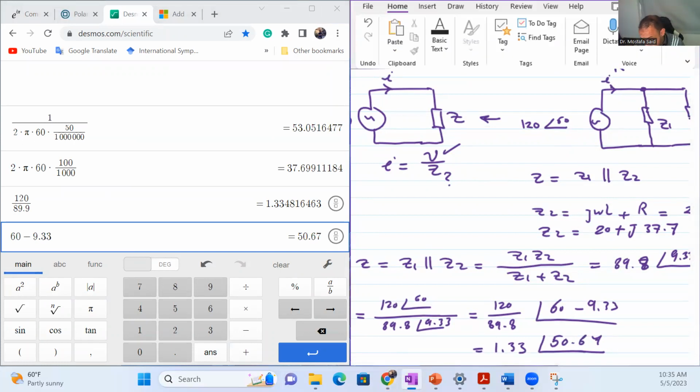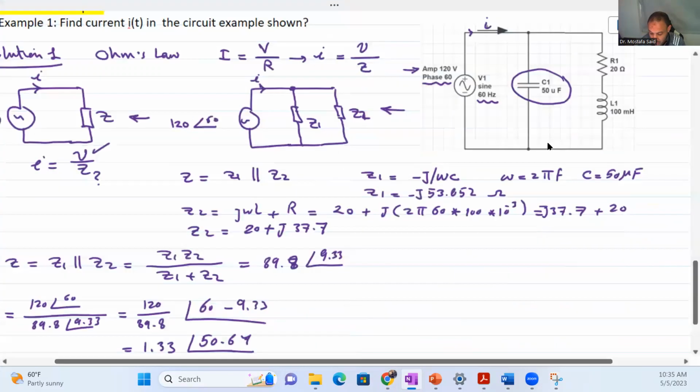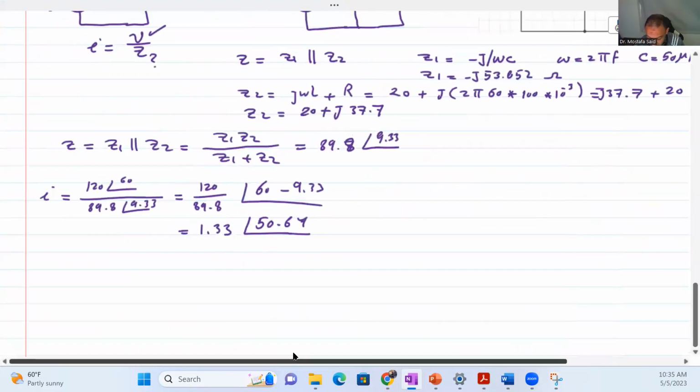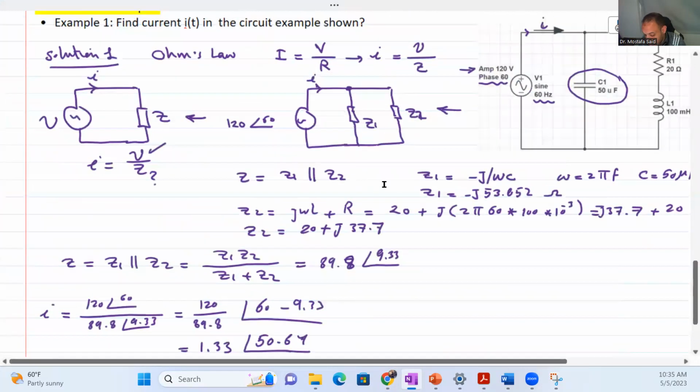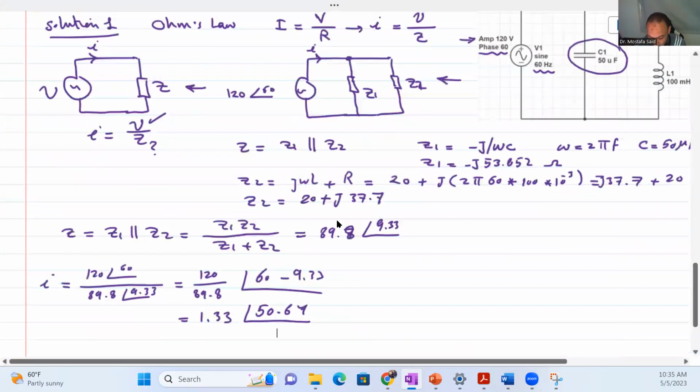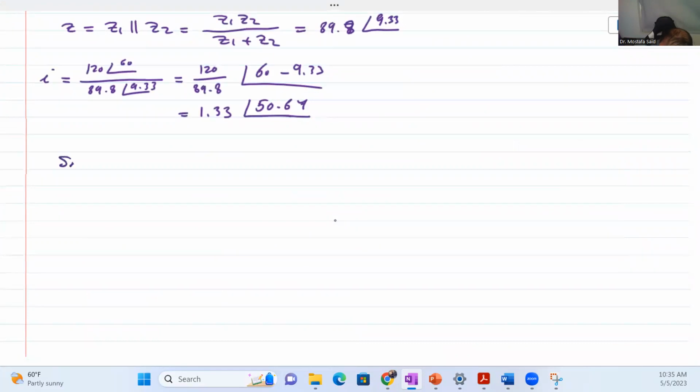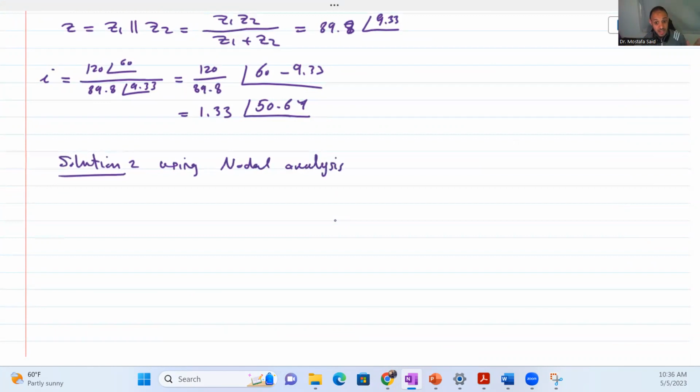Now we should ask ourselves a question. Is this the correct answer? It might be the correct answer, but there might be some mistakes. So you can review your answer, but you can do another way. You can solve the same circuit with another method, and you should get the same answer, right? Solution 2, I'm going to solve this using nodal analysis. Nice. So this is our circuit.